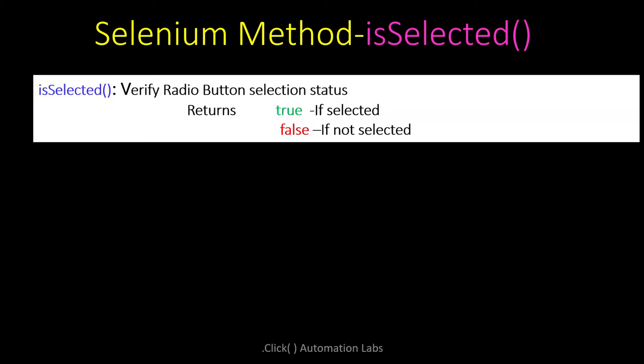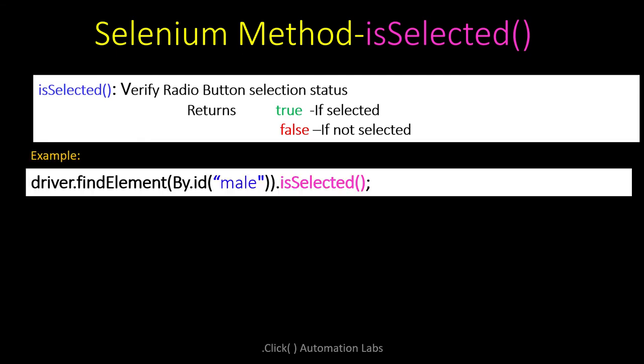The isSelected method will return the true or false boolean values. If the radio button is selected, then it returns true. If not, then it returns false. So this is similar to the checkboxes. Technically, both are similar. Click will select, and isSelected will return you the true or false values.